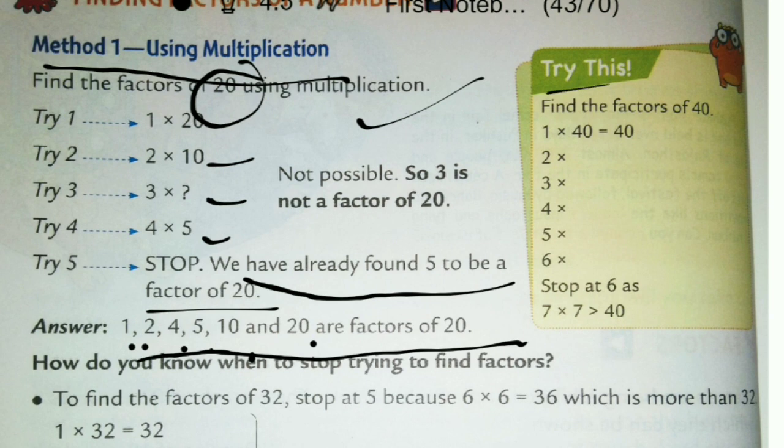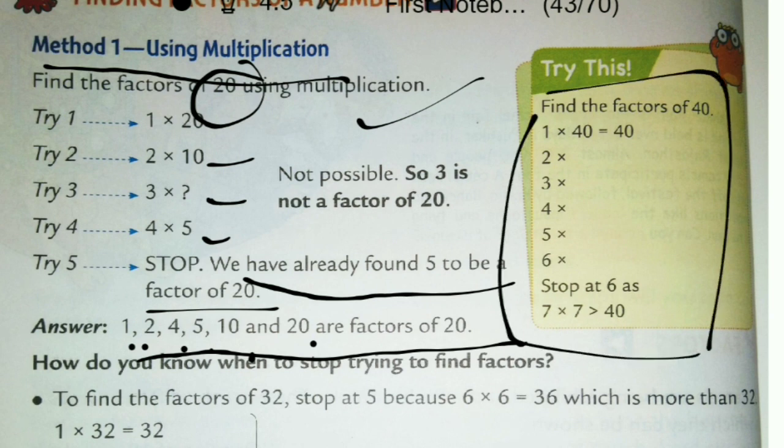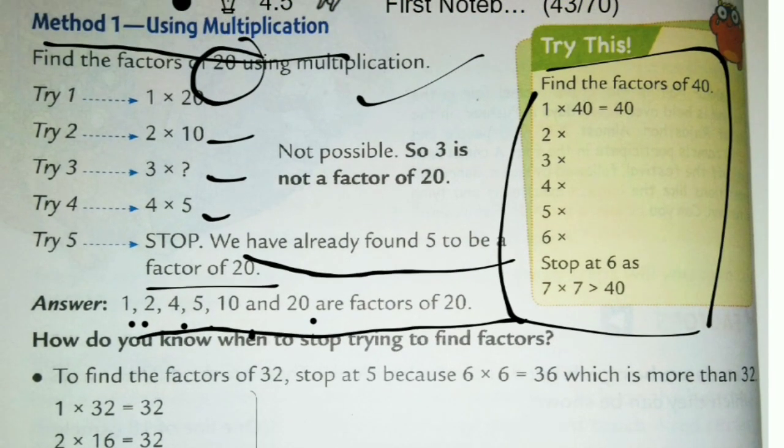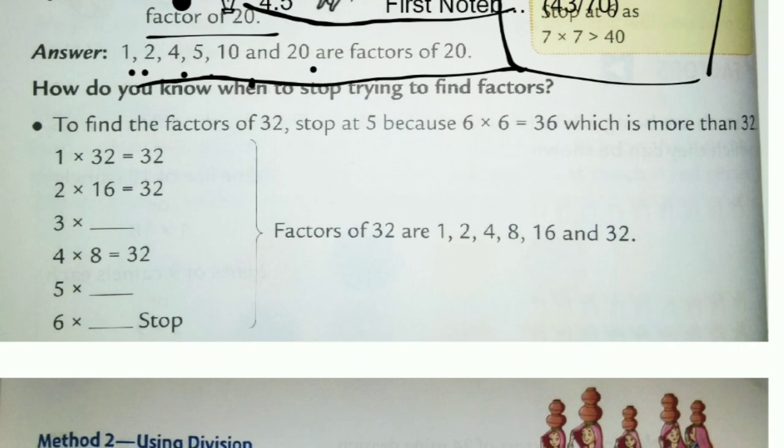Try this also, 40 is given. So we can do it like this. One more thing we can see with this 20: as I just told you, a factor will be equal to 20 or less than 20, not more than 20.